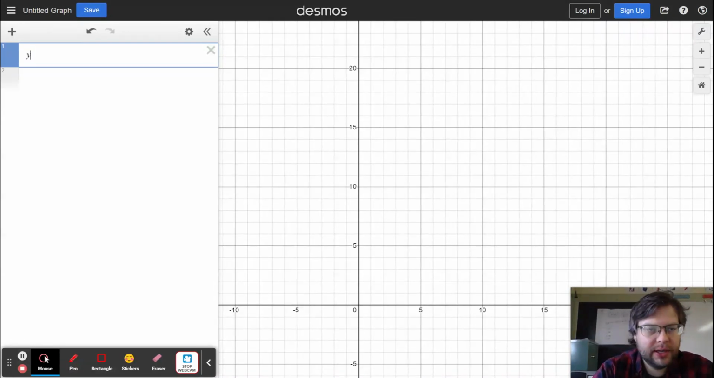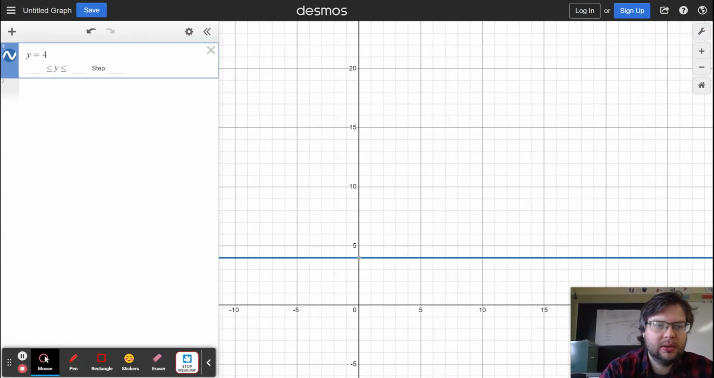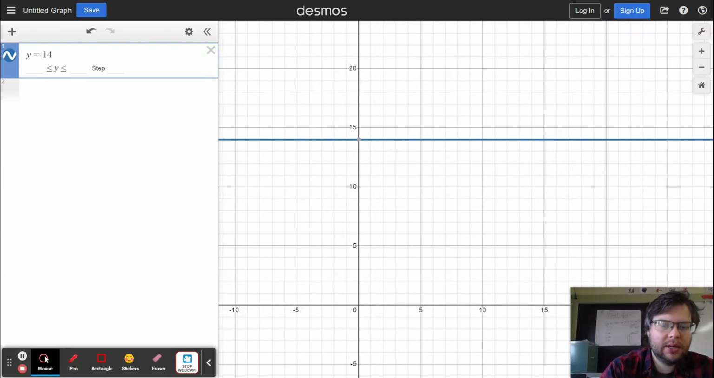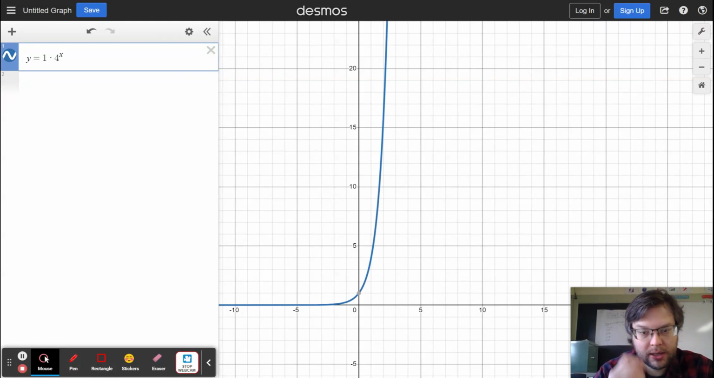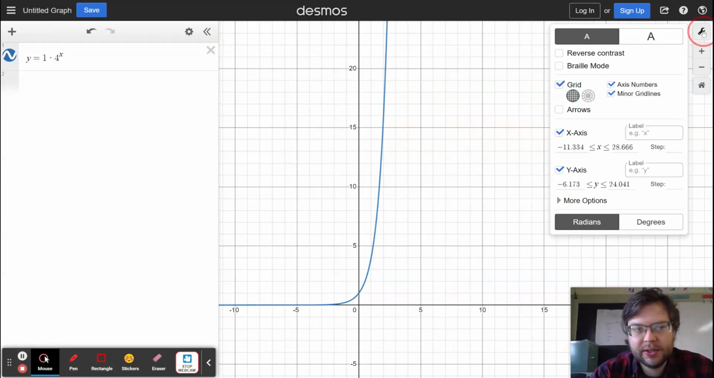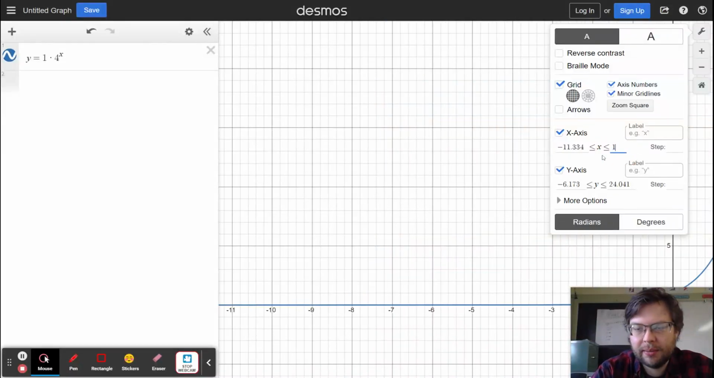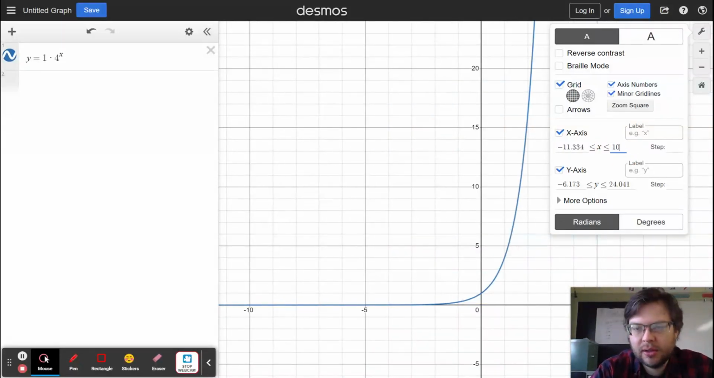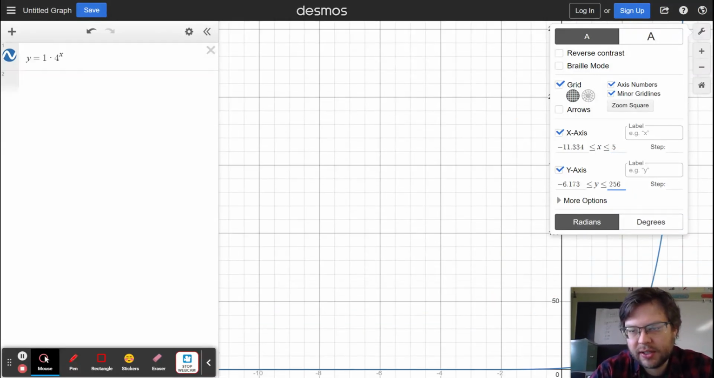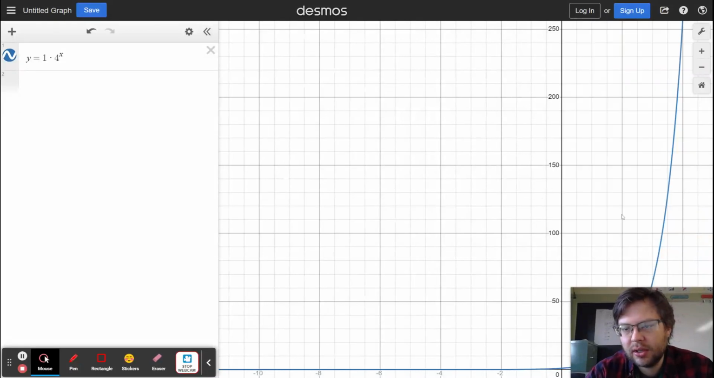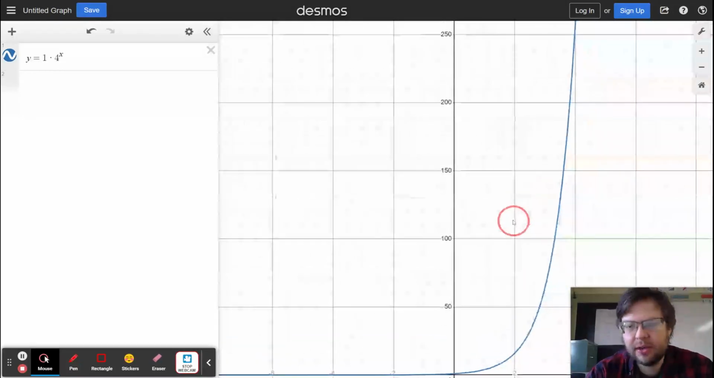looking at our friend. Let's do y equals 1 times 4 raised to the x power. And I'm going to adjust the viewing window here. We don't really need to go up to that big of an x value. Let's just go up to 5, really. And then let's go up to 256, I think is good enough. All right, so that's going to be okay.